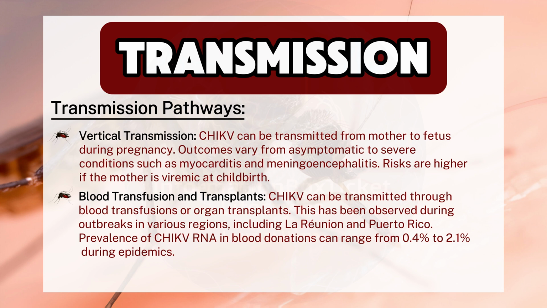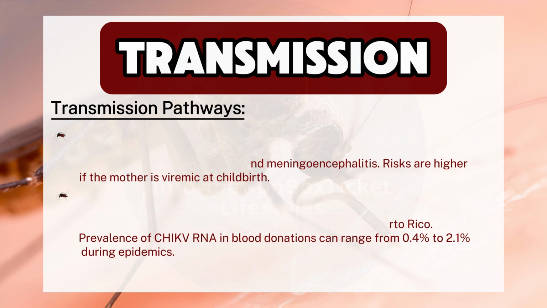Blood transfusion and transplants. Chikungunya virus can be transmitted through blood transfusions or organ transplants. This has been observed during outbreaks in various regions, including La Reunion and Puerto Rico. Prevalence of chikungunya virus RNA in blood donations can range from 0.4% to 2.1% during epidemics.